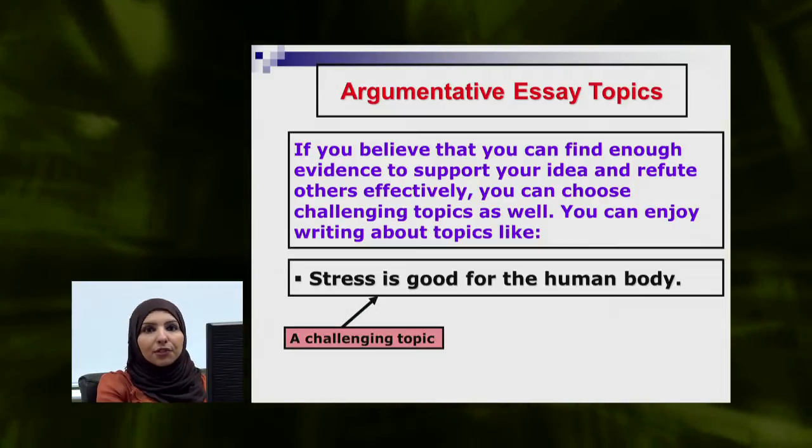If you believe that you can find enough evidence to support your idea and refute others effectively, you can choose challenging topics as well. You can enjoy writing about topics like, for example, stress is good for the human body. This topic is considered to be a challenging one. Why do we say that? This is because if you are for this issue, it will be very difficult to convince people to come to your side.